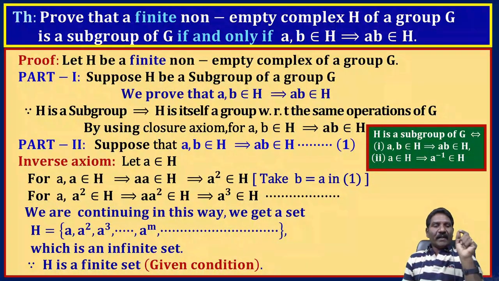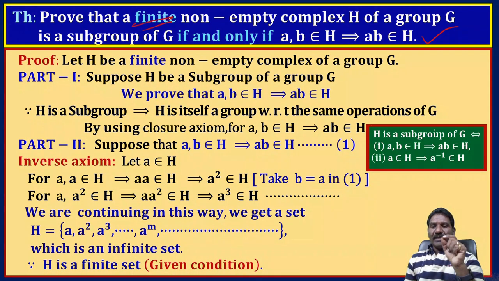One more important theorem. Prove that a finite non-empty complex H of a group G is a subgroup of G if and only if a, b belongs to H gives ab belongs to H. Only one condition, closure property, is enough for a subgroup if H is finite. Very, very important. H is a finite non-empty complex. Non-empty complex means a non-empty subset.